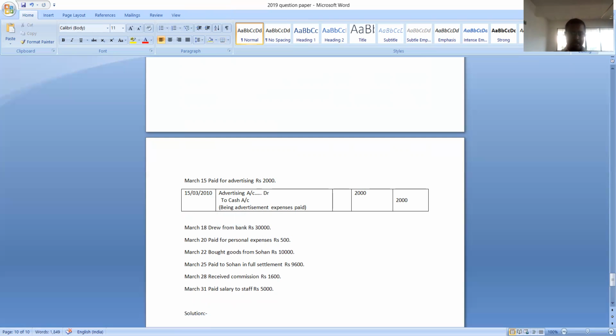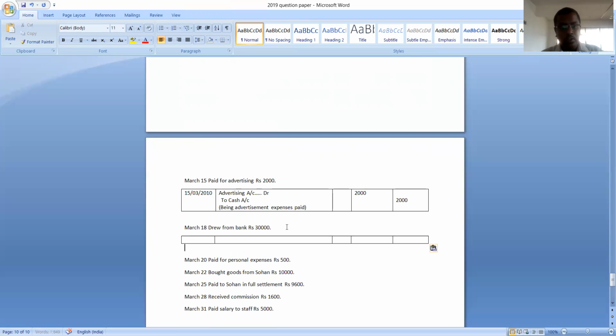Next transaction is dated on 18th of March 2010. Transaction is drew from bank rupees 30,000. Drew from bank. Have they mentioned purpose, for what purpose it is withdrawn?